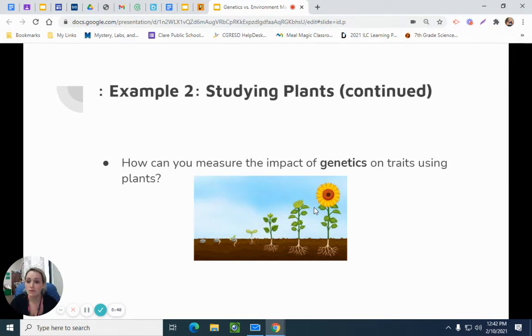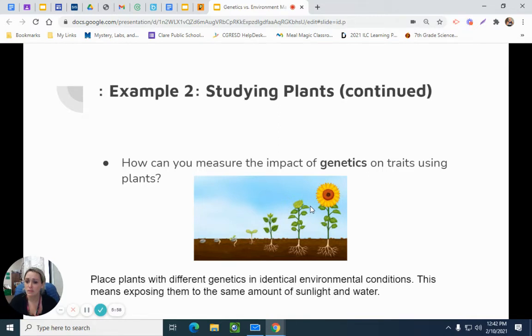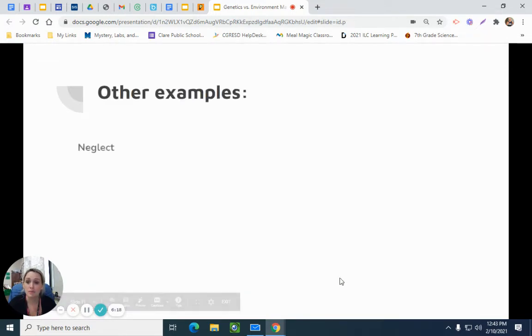So if you're growing plants with different genetics, how could you measure the impact of genetics using plants? Well, place plants with different genetics in identical environmental conditions, so trying to keep them the same. This means exposing them to the same amount of water and sunlight and seeing how changes occur, and you can determine that those changes must be from genetics because you're giving them the same environment.